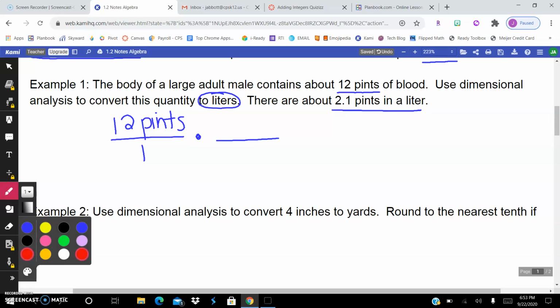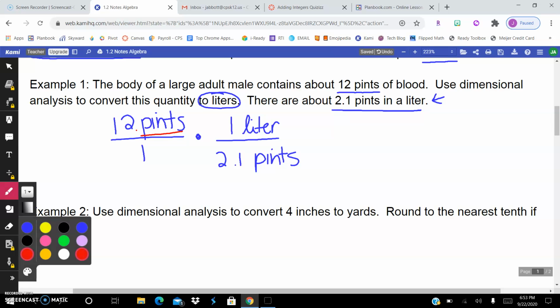The pints is on the top here, and that's what I want to get rid of. I want to change to liters. So if pints is on the top of this fraction, I'm going to have to put pints on the bottom of this fraction. Then this is my conversion factor, so I'm going to go back up here to the information they gave me. 2.1 pints, so that number goes here, is the same thing as 1 liter.